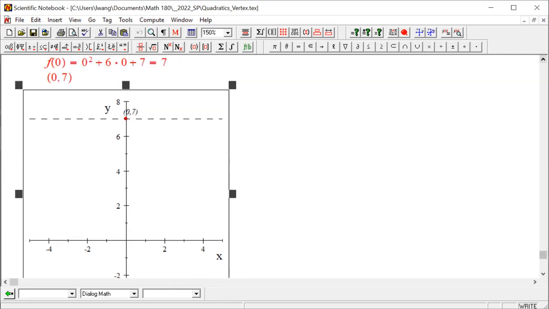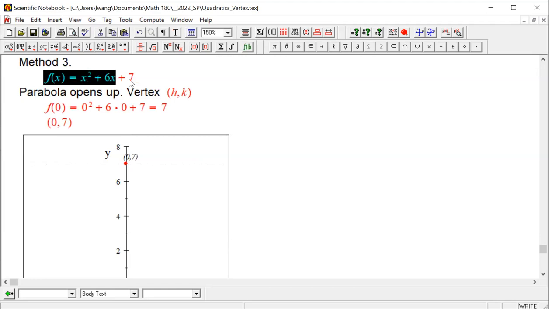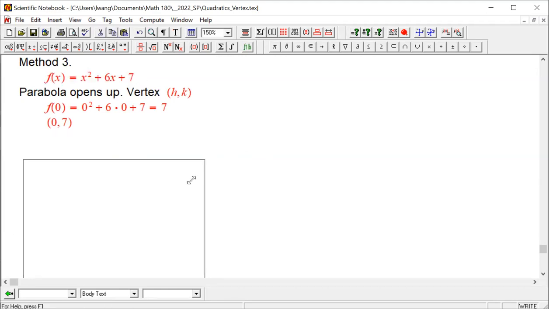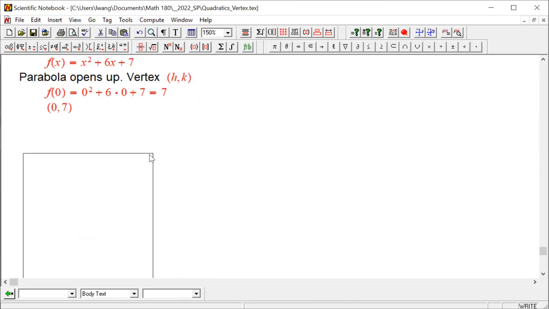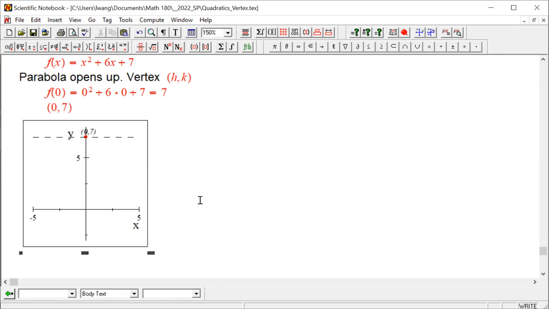So for that reason, I'm going to take the function and set the function equal to 7.